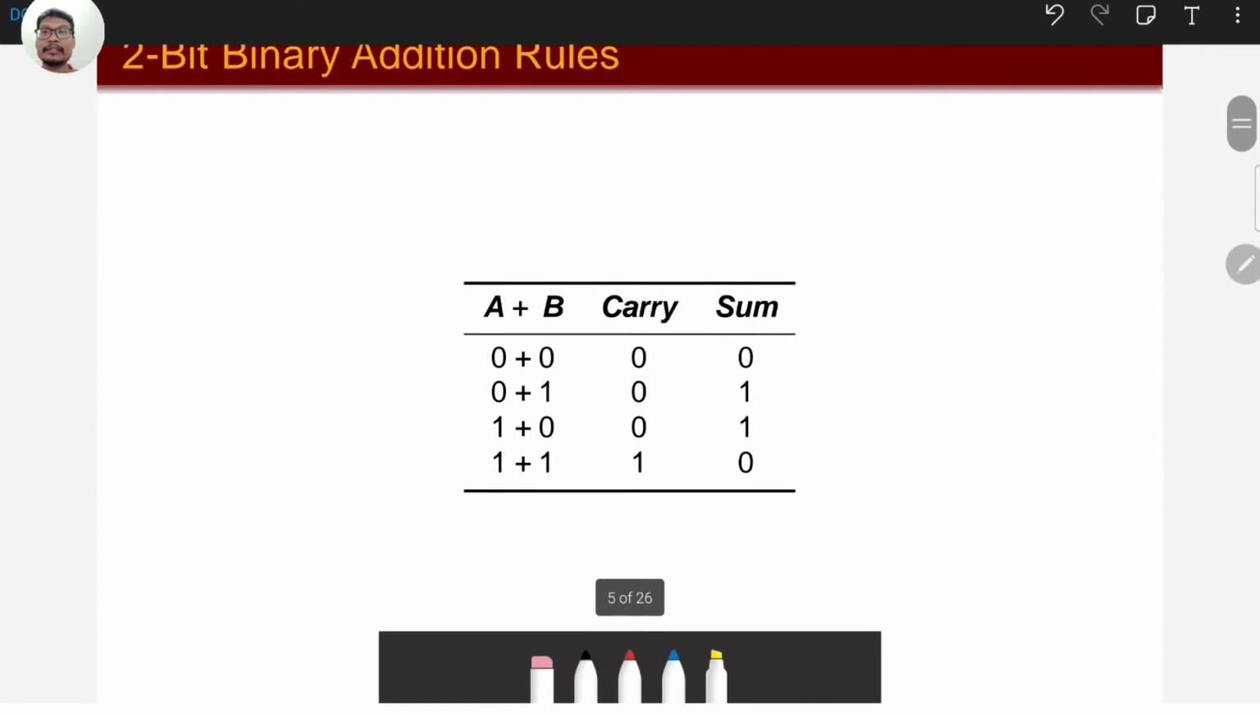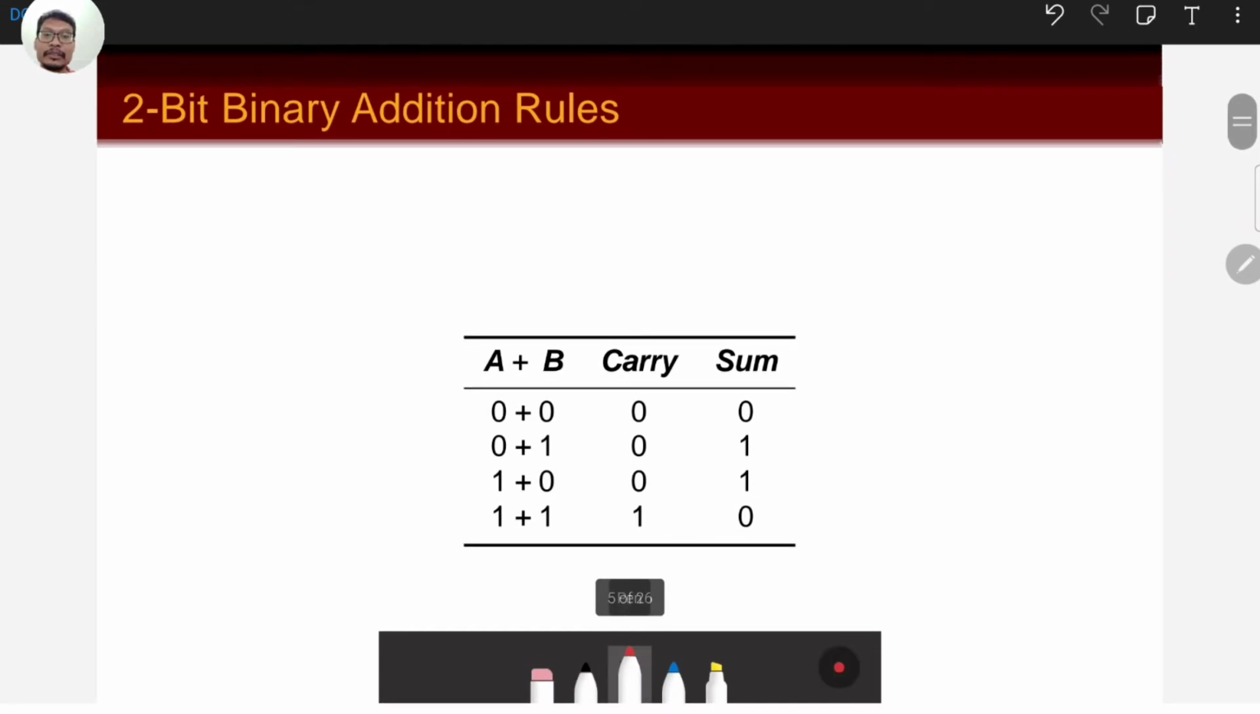So let's have a look now at the 2-bit binary addition rules. We have seen a little bit in last week's lecture. If we do a binary summation of 2 bits, for example 0 plus 0, you will get a carry of 0 and a sum of 0. 0 plus 1 is equal to 1, the sum is 1 with carry 0. 1 plus 0 is also carry 0 with sum 1. However, for 1 plus 1 in binary, the answer is 2, but the sum is actually 0 and the carry is 1.